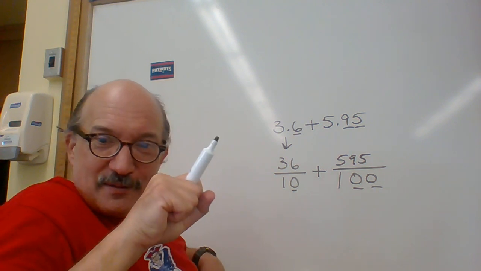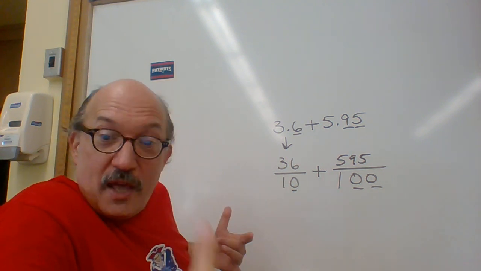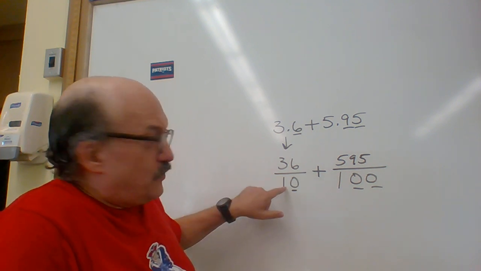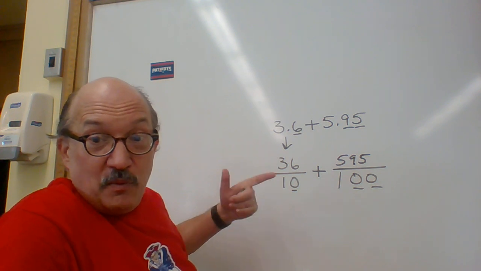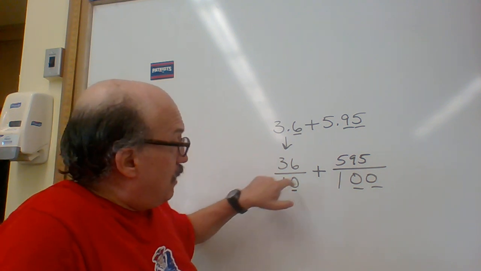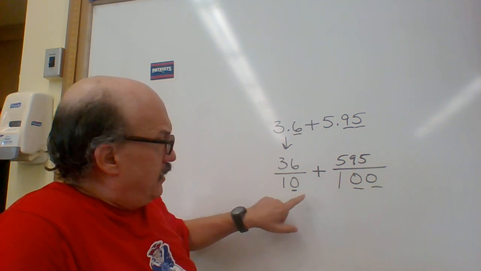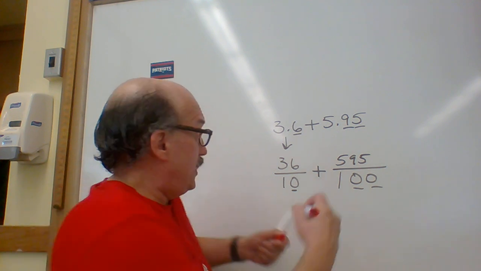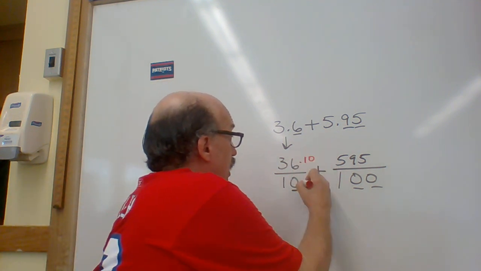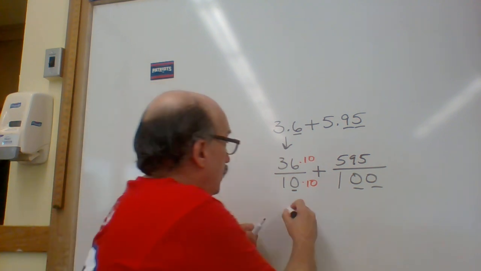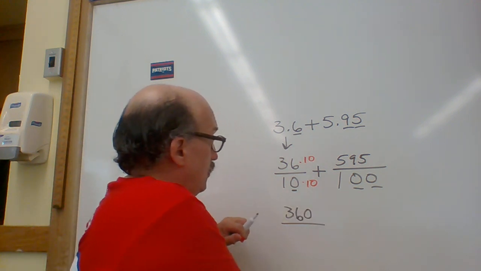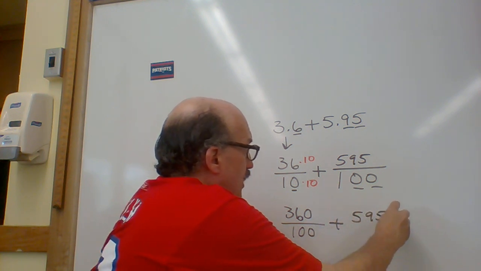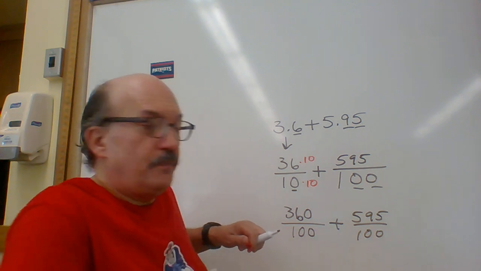So here we see what I mentioned before about we don't have a common denominator. We need a common denominator. Now, we don't have to go all the way up to 1,000. Sometimes when we're adding fractions, our common denominator is the product of the two. But it should be clear that we can use 100 as our common denominator. If we multiply the top and bottom of that fraction by 10, we will have 360, 36 times 10, over 100 plus 595 over 100.